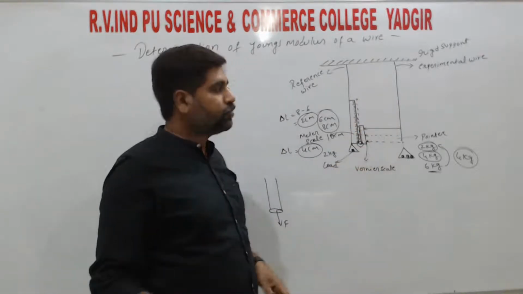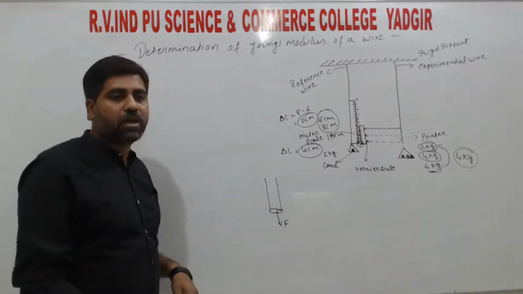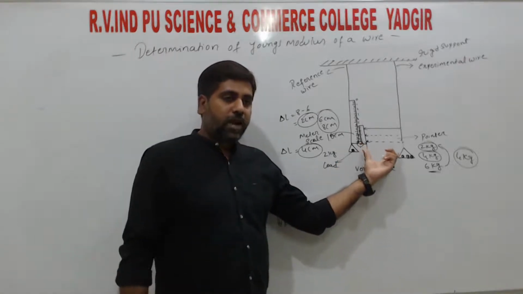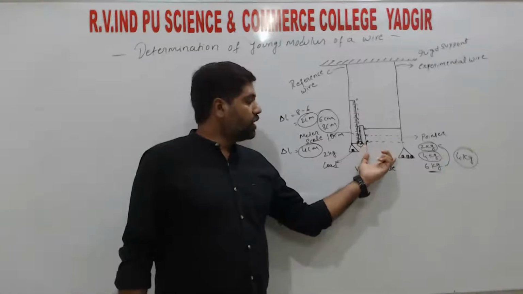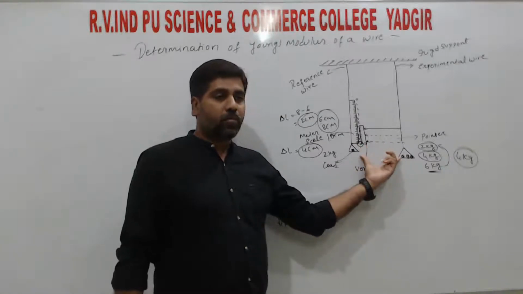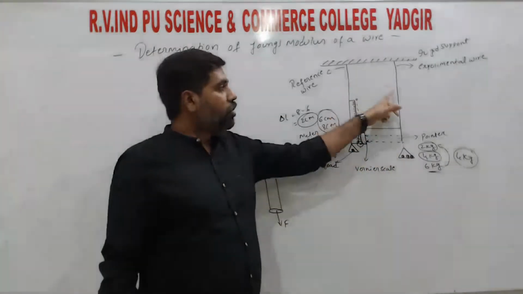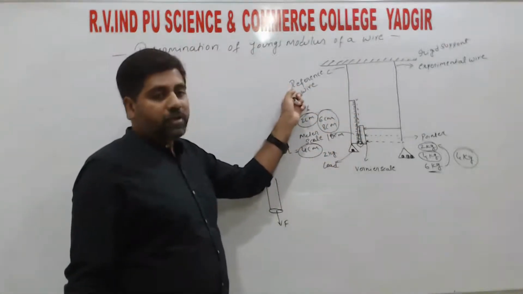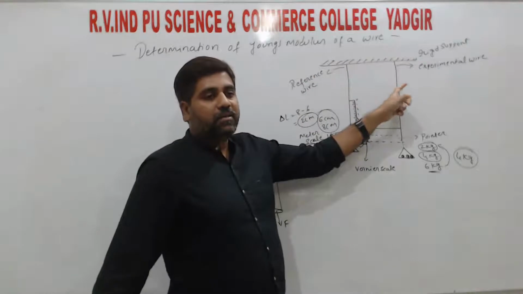So since the wire has an irregular shape, it should be straight, so at the end of the wire it is connected to the load. So at the end, what have we connected? We have connected the load. Then, out of these two wires, one wire is considered as the reference wire and the other wire is considered as the experimental wire.